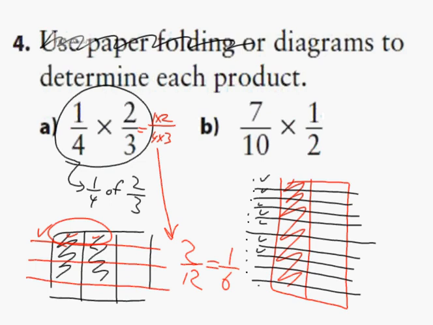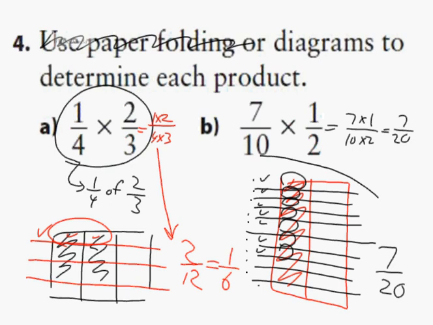So my denominator used to be 2. Now it's 20. And the answer is 7 parts. I have 7 parts out of 20. So the answer is 7/20. If I use the algorithm, 7 times 1 over 10 times 2 is 7 over 20, and that's the same answer.